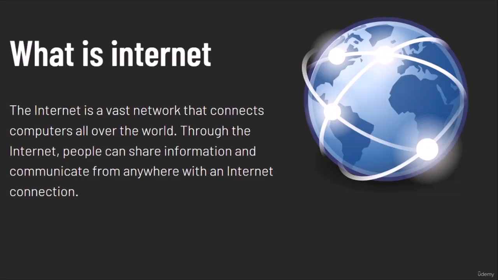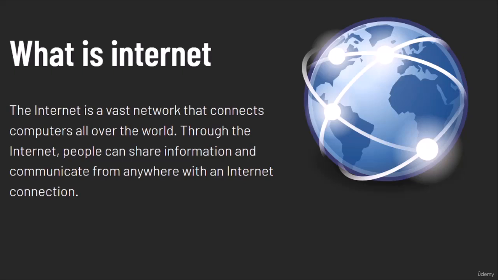Starting, let's see what is the internet. The internet, by definition, is a set of devices interconnected together in order to share information. The internet is a vast network that connects computers all over the world. So through the internet, people can share information and communicate from anywhere with an internet connection.